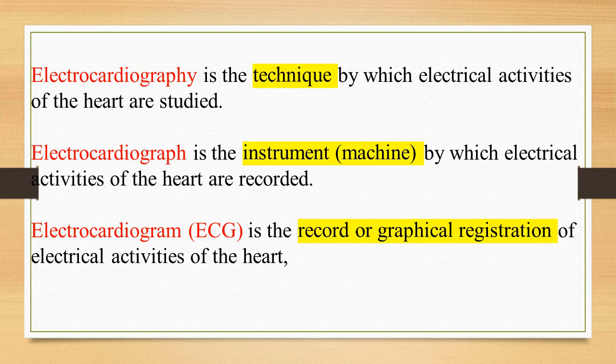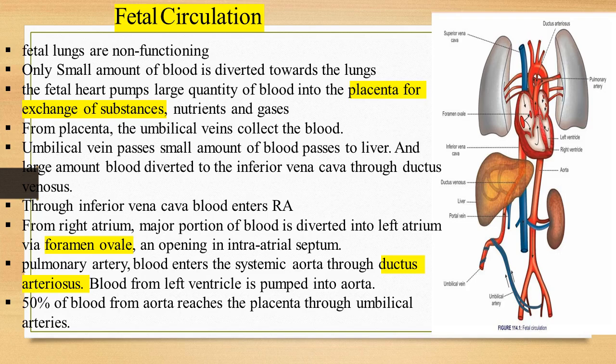Electrocardiography is the technique for studying the heart's electrical activities. The electrocardiograph records these activities, producing an electrocardiogram (ECG) for analysis. Fetal circulation differs from postnatal circulation, with blood bypassing the lungs and using the placenta for nutrient and gas exchange. Key structures like the foramen ovale and ductus arteriosus facilitate this process.